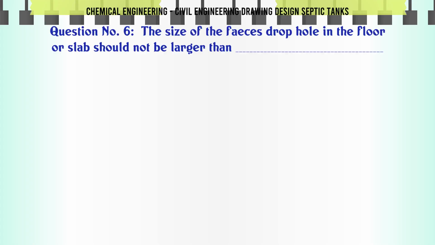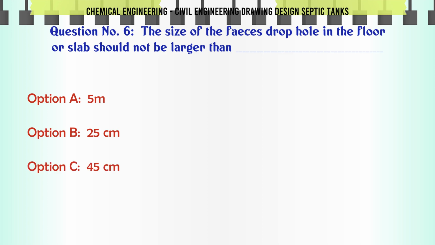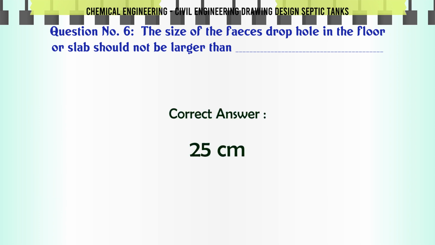The size of the faeces drop hole in the floor or slab should not be larger than A 5 m, B 25 centimeters, C 45 centimeters, D 250 millimeters. The correct answer is 25 centimeters.